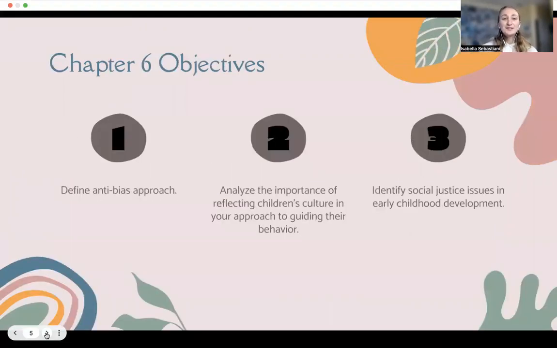So moving on to chapter 6, again, these are objectives, they're paths to guide your learning. Our first objective is to define anti-bias approach, analyze the importance of reflecting children's culture in your approach to guiding their behavior, and identify social justice issues in early childhood development.